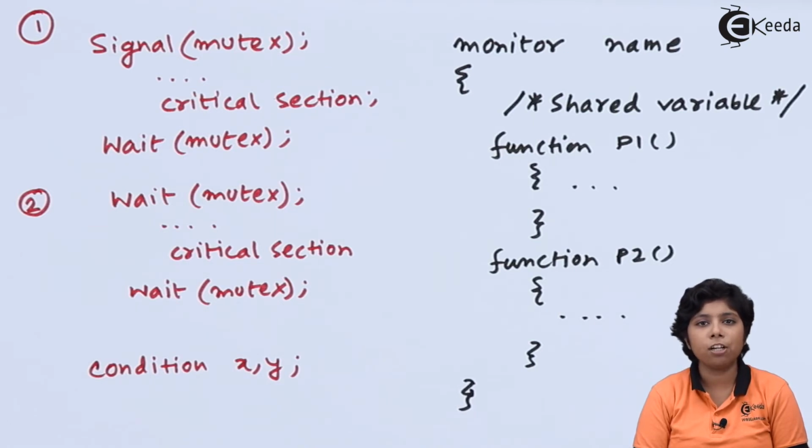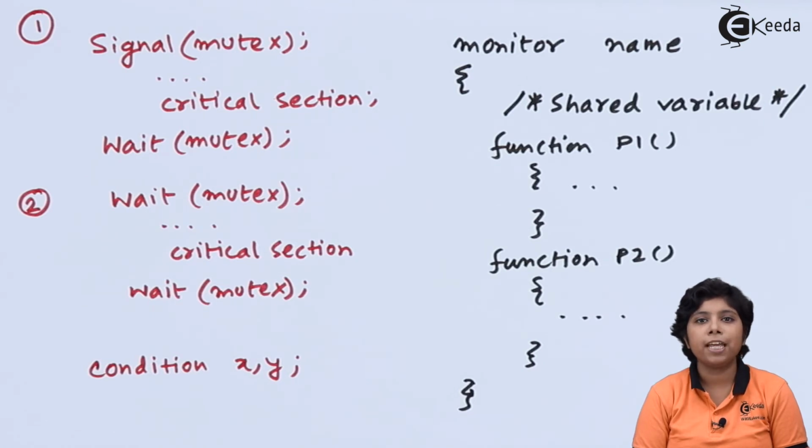Now, the signal operation using a semaphore can affect the state of the operation also if there are no processes that are suspended and to be resumed. In the monitor, x.signal does not have any effect on the state if there are no processes to be resumed. That is the main distinction between the monitor and the semaphore.